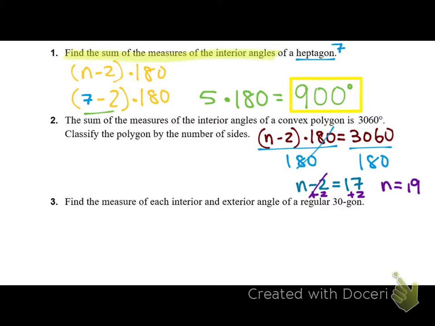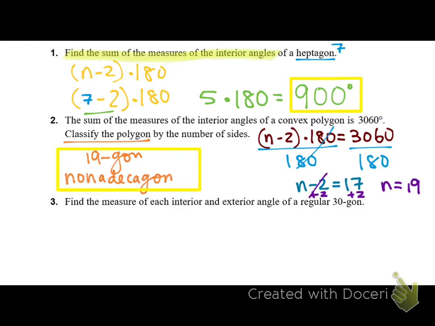Did I classify the polygon? 19-gon. If you'd like bonus points, what do we call this? Nonadecagon. Nonadecagon. All right, number 3, we're going to underline some of the instructions because they're important.